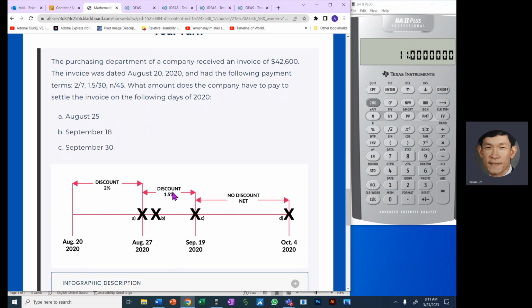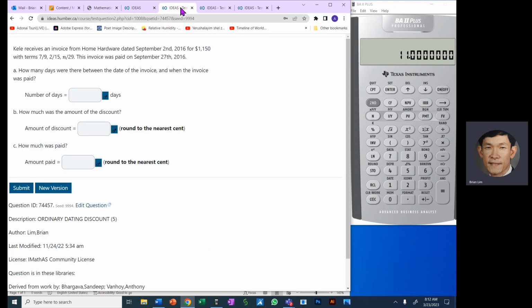All right, so those are different scenarios that exist, and this shows very nicely where everything goes. And then it gives us that information of how to determine the discount and how much will be paid. Okay, so let's go to a question from the quiz.